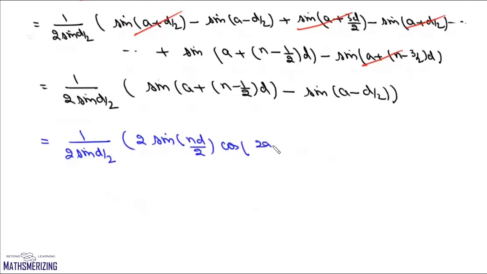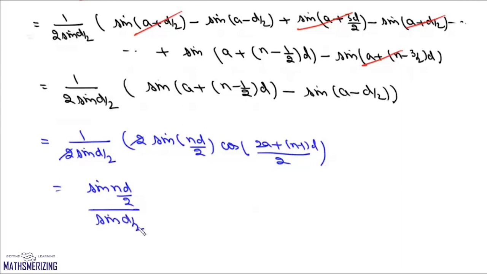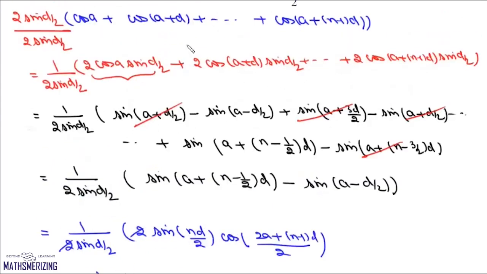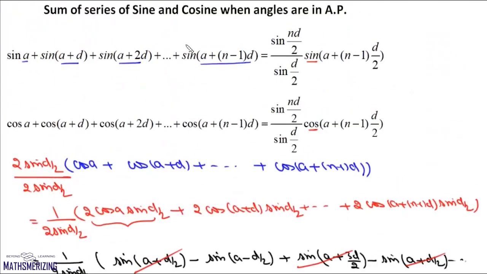So we'll get this as (a plus (n minus 1)d) whole divided by 2. Here 2 and 2 will cancel. So we'll get this as sin(nd by 2) upon sin(d by 2) into cos(a plus (n minus 1)d by 2), which is the same as the result that we need.